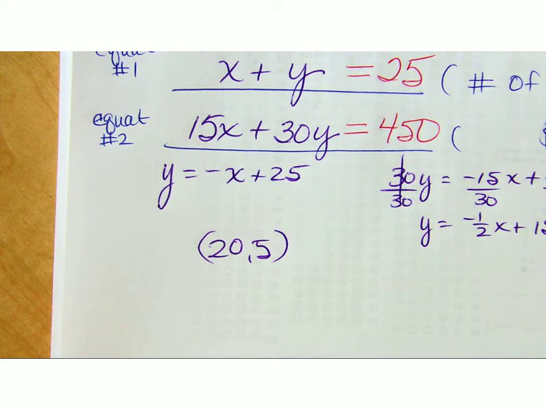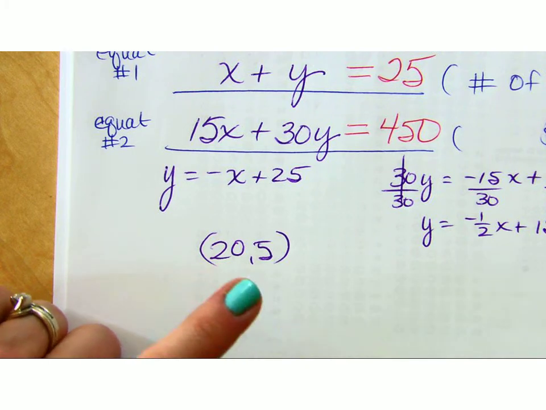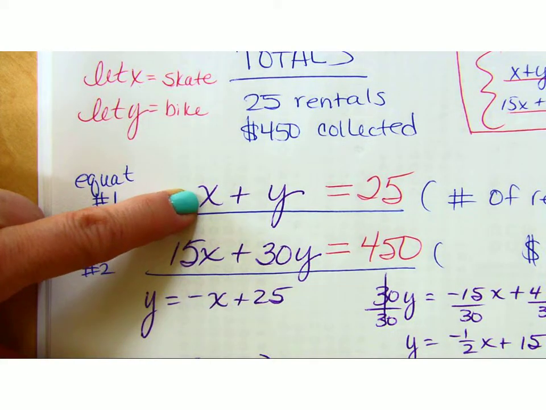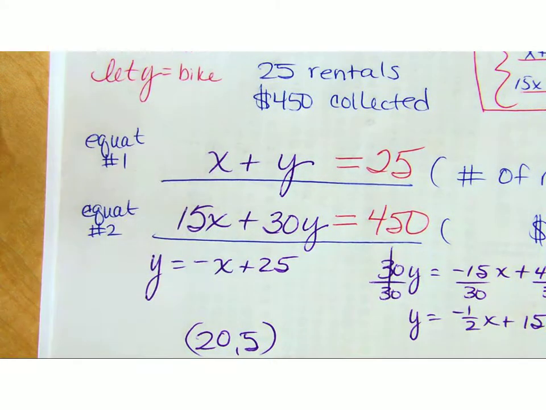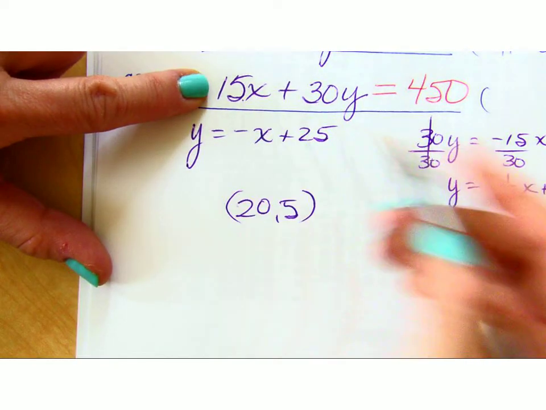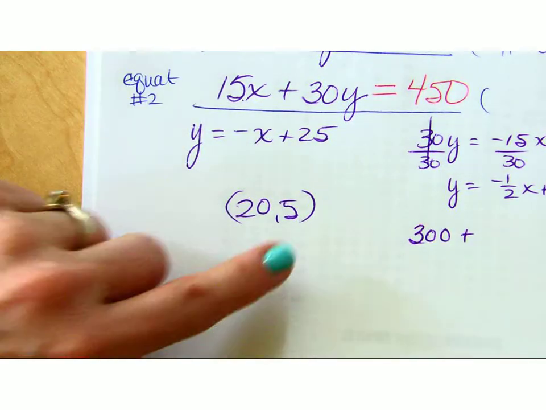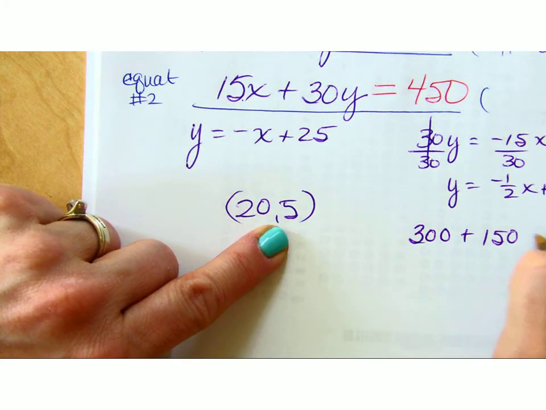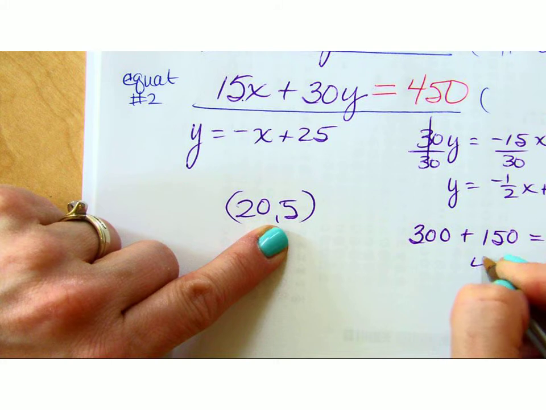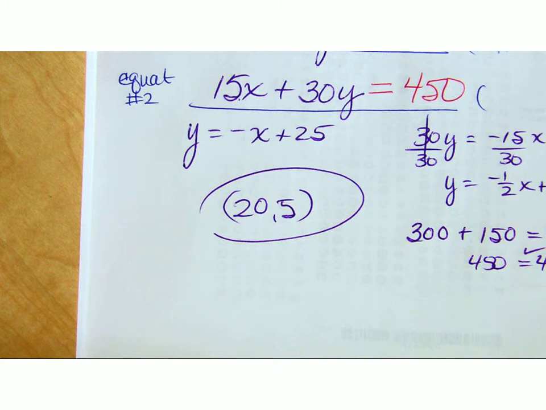Okay? How can I make sure that I'm right? I plug it in, get a yes. Plug it in, get a yes. So obviously, what's 20 plus 5? 25. So it's a yes for the first one. What's 20 times 15? 2 times 15 is 30. Add a 0. What's 5 times 30? 150. And what's 150 plus 300? Yep. So 450 equals 450. So yes, 20 pairs of skates, 5 bikes. Okay? All right. Let's take a look at this example.